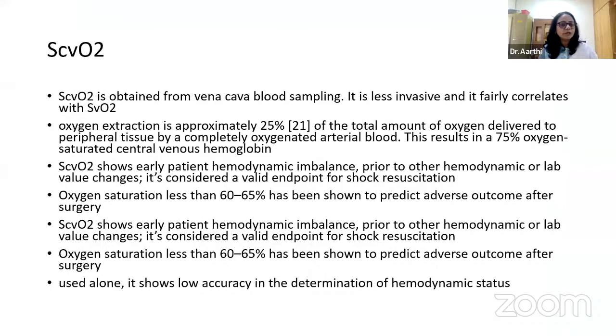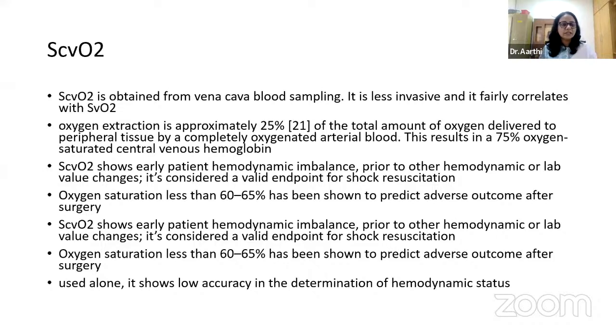So coming to another important parameter, which we analyze using a pulmonary arterial catheter and also the central venous catheters, either the mixed venous oxygen saturation or central venous oxygen saturation. This central venous oxygen saturation is obtained from the SVC blood sampling. It is less invasive and fairly correlates with the mixed venous oxygen saturation. So oxygen extraction is about 25% of the total amount of blood delivered to the peripheral tissues when it is completely oxygenated by the arterial blood. This results in 75% oxygen saturation in the central venous hemoglobin.